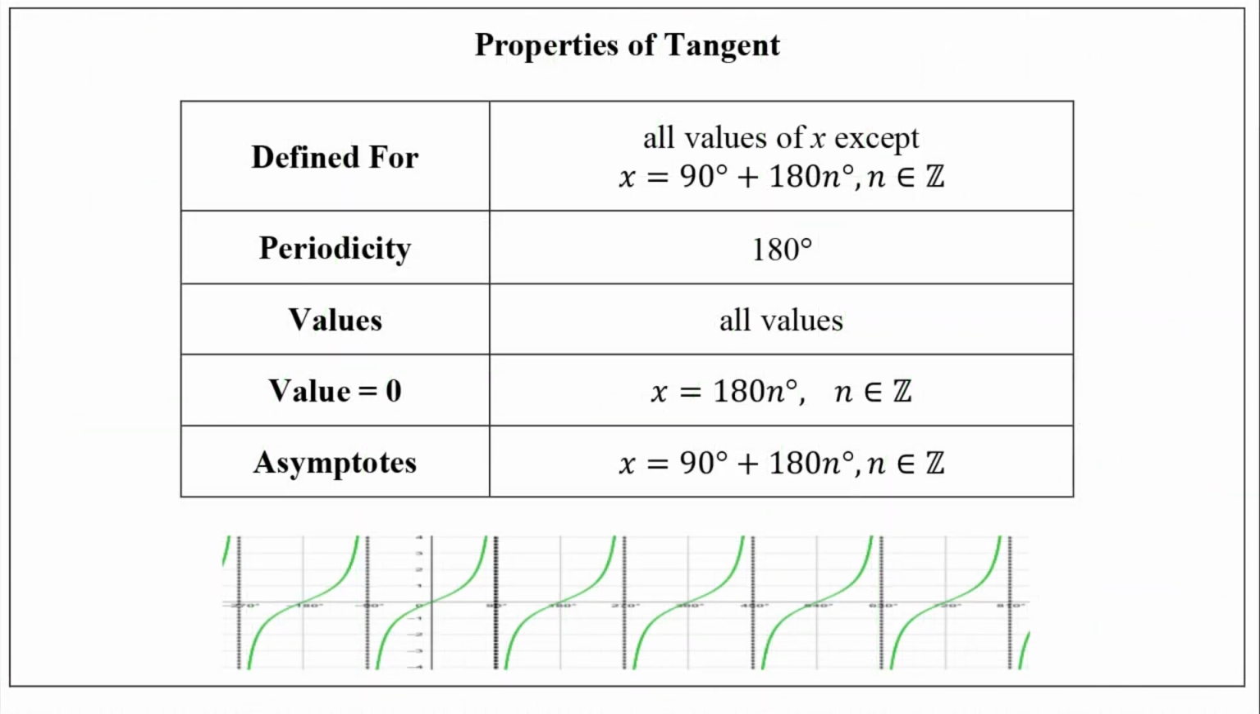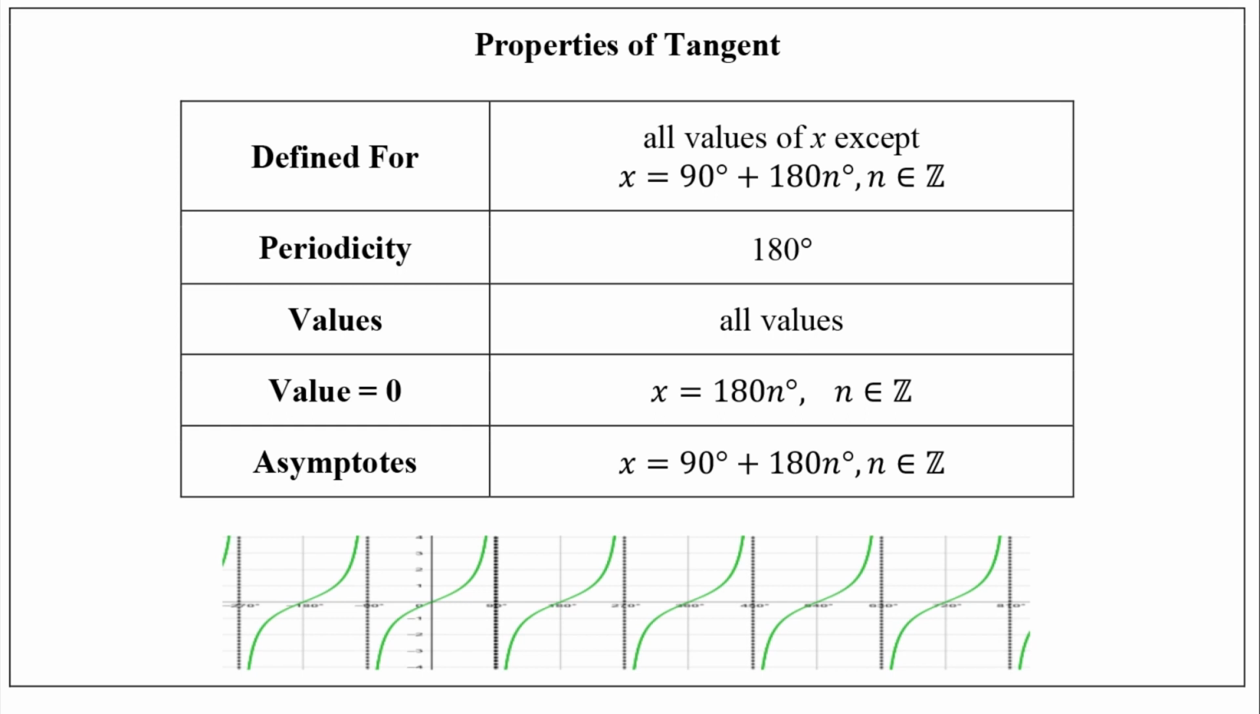So these are the properties of the tangent function. It is defined for every value of x except for 90 degrees plus any integer multiple of 180 degrees. These are the angles for which the hypotenuse of that triangle would be pointing straight up and therefore does not have a finite value. Tangent has a periodicity of 180 degrees, that's how often it repeats.